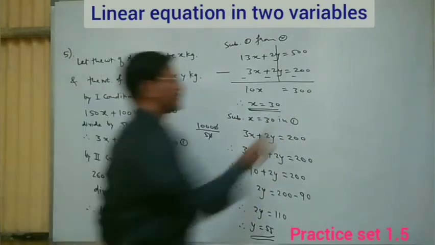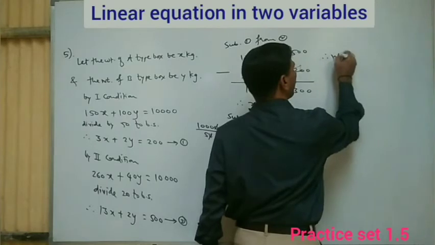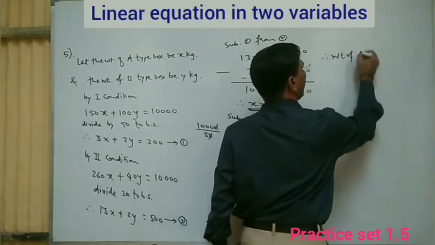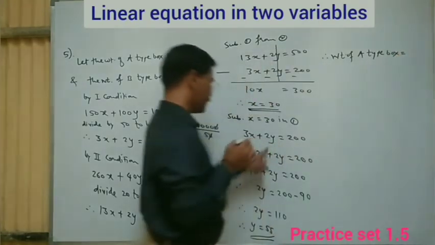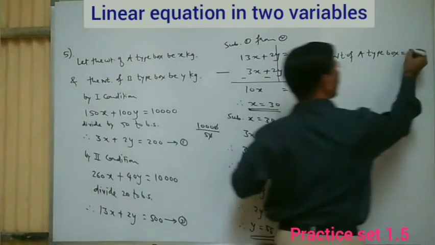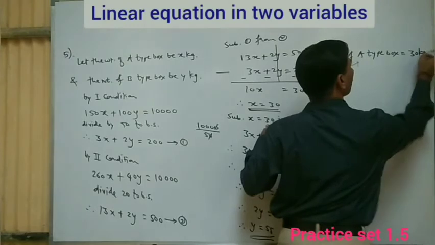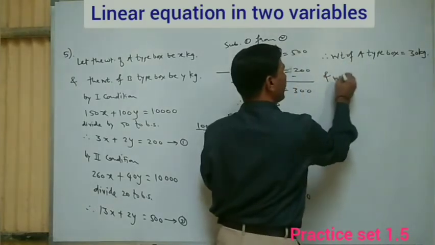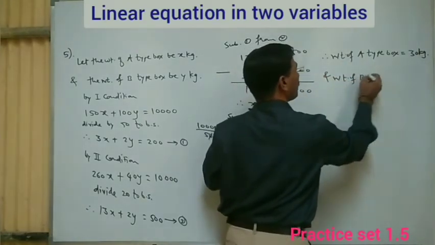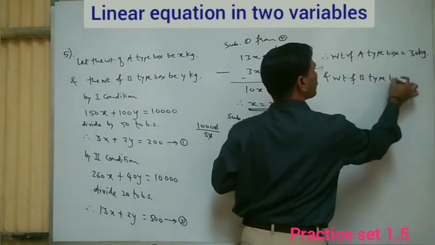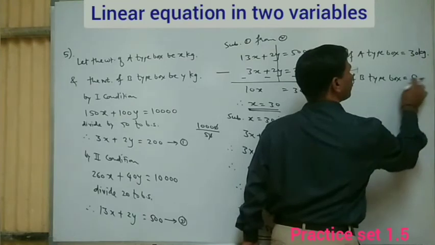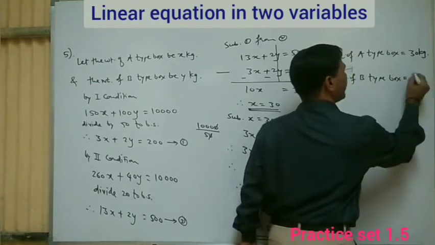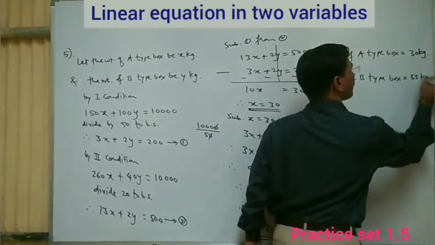So like this we find the values of x and y, both. What is x? The weight of A type box, that is x, which is 30 kilogram. And the weight of B type box is 55 kilogram. Write neatly like this.